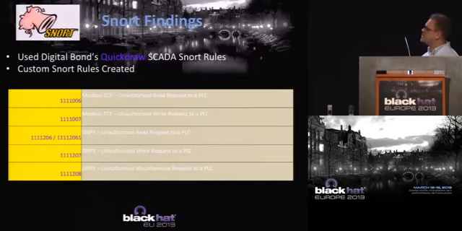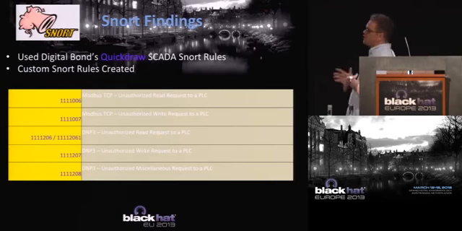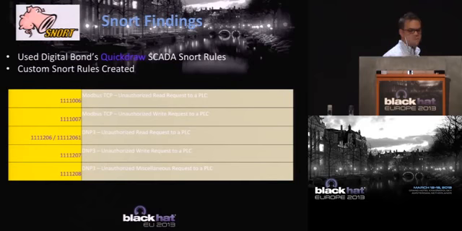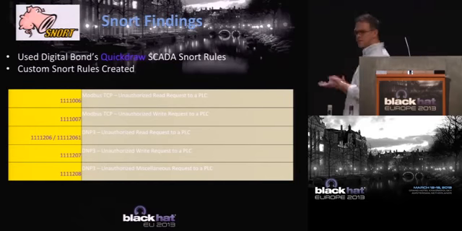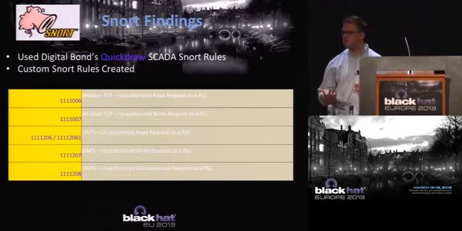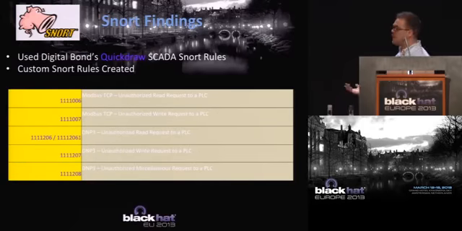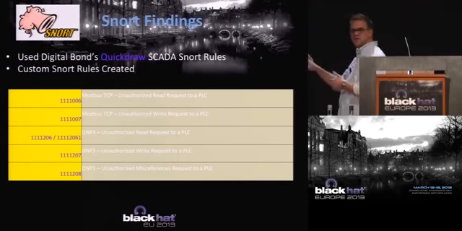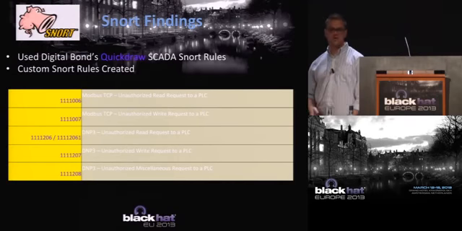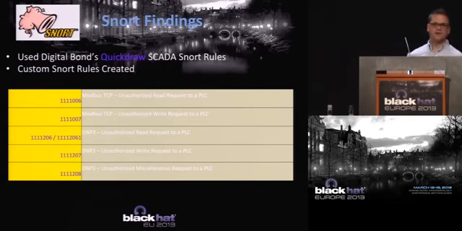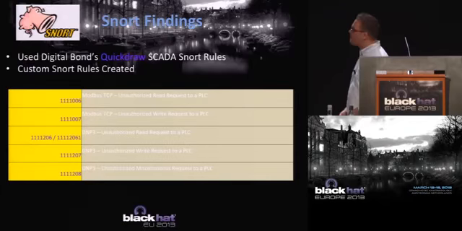All right, so now a quick overview of Snort findings for those of you that are really familiar with Snort. Again, I use Digital Bond's Quickdraw SCADA Snort signatures, as well as custom created signatures of my own to quickly identify what exactly is being targeted. This was not necessarily used as the say-all, so I didn't say, oh yeah, Snort said that DNP3 was an unauthorized read request to a PLC. I used that as a foundation to then look further into what was attempted.